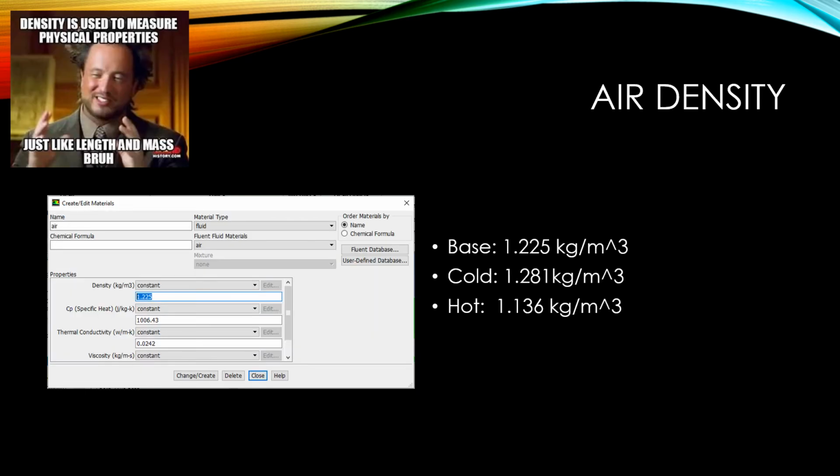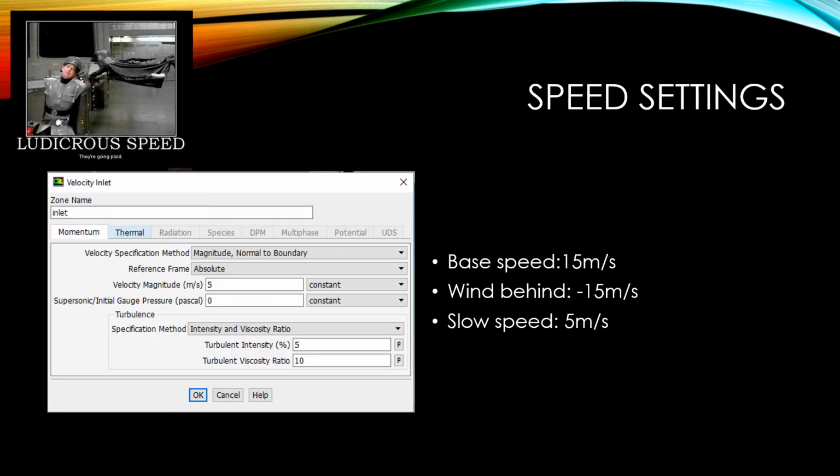So with changing temperature comes changing density. These are the densities that we used for our air based at the base, cold, and hot temperatures respectively. And here you can see the speed settings that we use. So we have our base speed set at 15 meters per second. Then we have a tailing wind speed of 15 meters per second. And then we have a slow speed set at 5 meters per second.